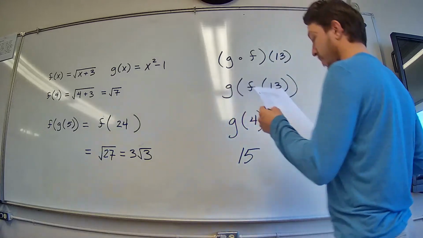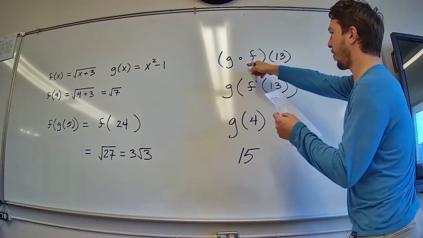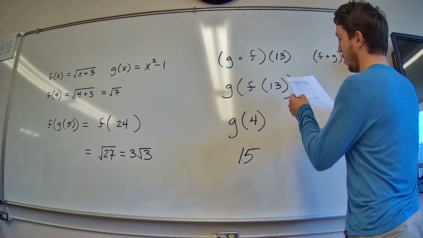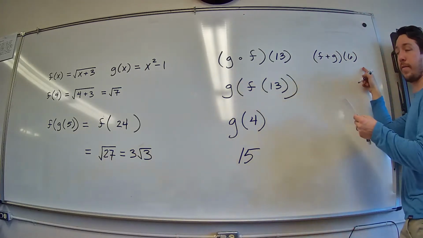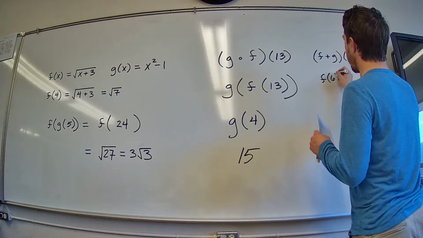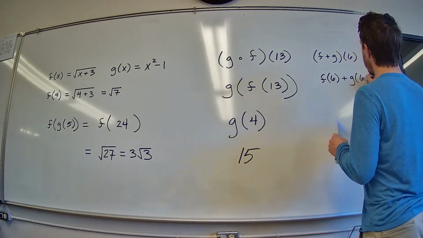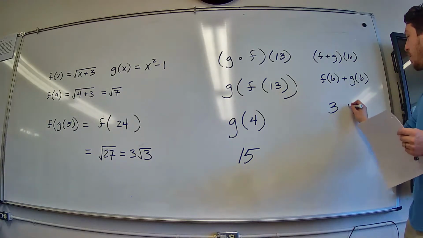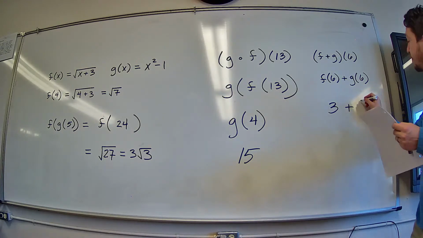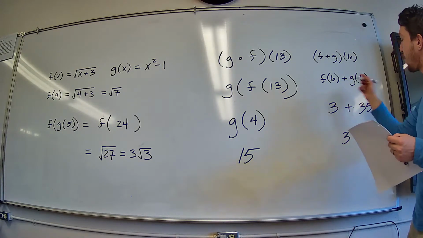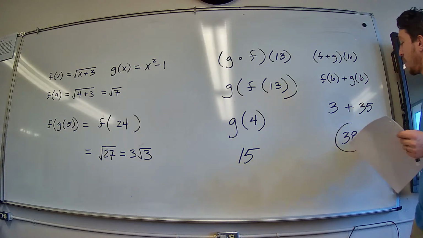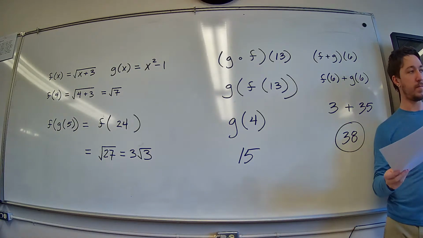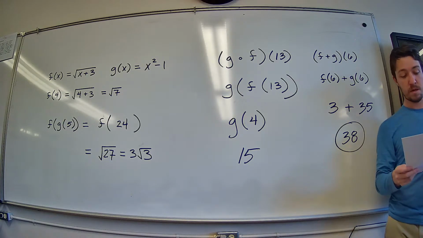Let's cover the rest so there's no confusion. Another kind of the same kind of notation. We could talk about f plus g of 6. That's just another way of writing f of 6 plus g of 6. What's f of 6? 3. What's g of 6? 35. So I guess f plus g of 6 is 38. Feel good? Okay.